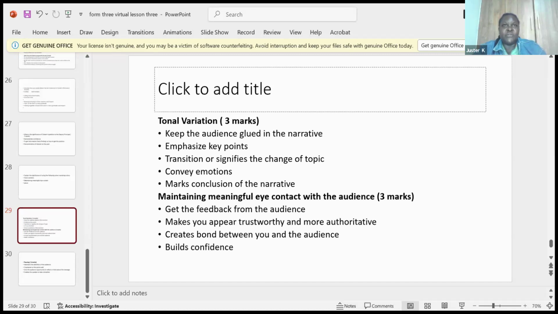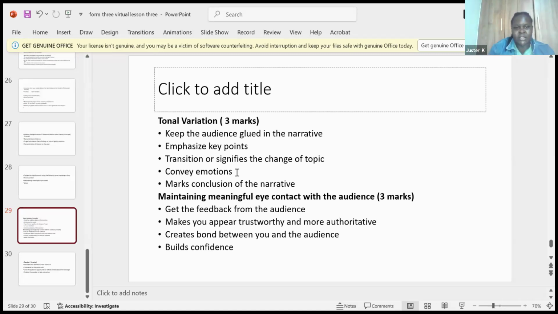Maybe when you're transitioning from one point to another, from one topic to another, you can vary your tone. It signifies that you're transitioning to another topic. And we also use tone variation to convey our emotions. Sometimes if you are speaking in a high pitch and then you lower that tone, it shows there's sadness. If we raise our tone, perhaps we are showing joy and celebration.